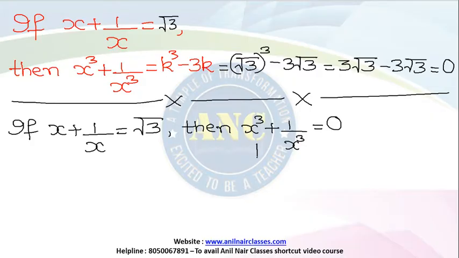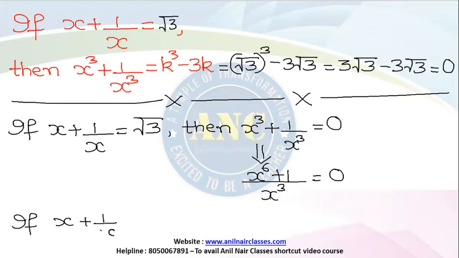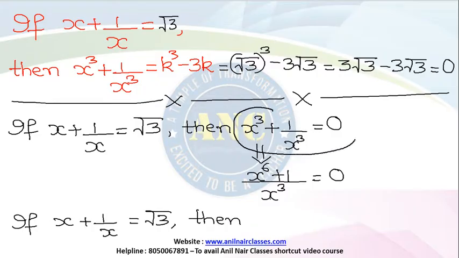Now, if I further simplify by taking the LCM, the LCM is x cube into x cube, so it is x power 6 plus 1 over x power 6 equal to 0. If I cross multiply the denominator of the left hand side with the numerator of the right hand side, 0 into x cube is 0. That means I can say this also: if x plus 1 by x is equal to root 3, one way of saying it is x cube plus 1 by x cube will be equal to 0.